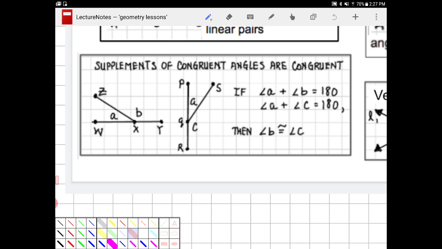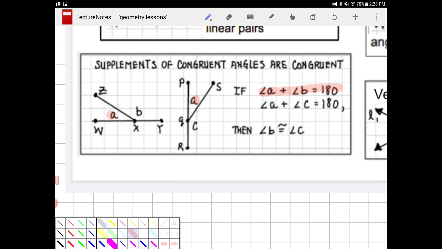In both of these diagrams here, I have angle A, and angle A, of course, is going to equal angle A. And if angle A and B are supplementary, which I am telling you right here, and angle A and C are also supplementary, which I'm telling you right there, then it is a logical conclusion that angle B will be the same as angle C. And without having to go through the algebraic process of simplifying, subtracting, and isolating, we can actually just declare that certain angles are going to be congruent based on the fact that supplements of congruent angles are in fact congruent.